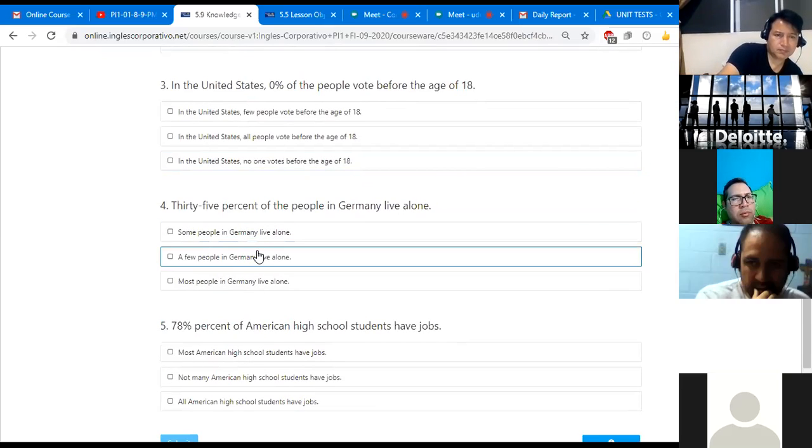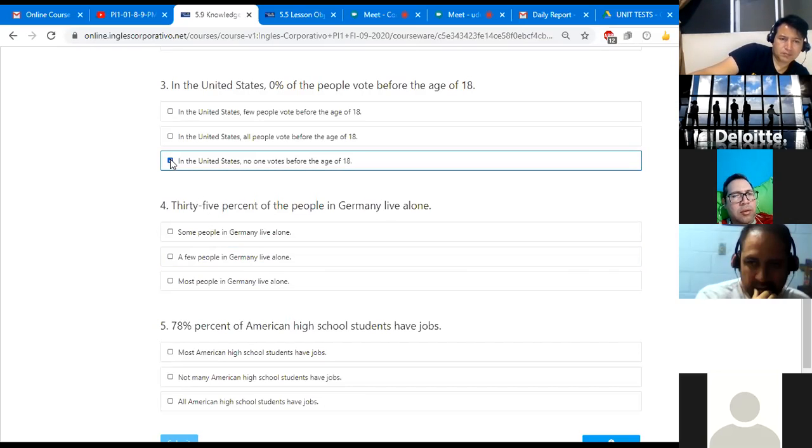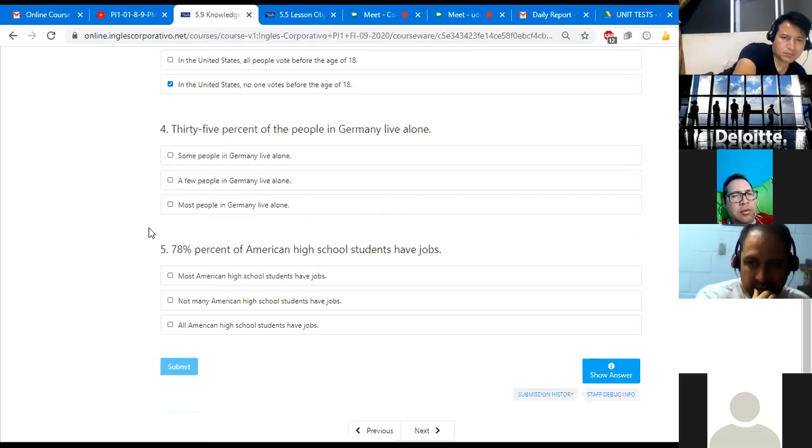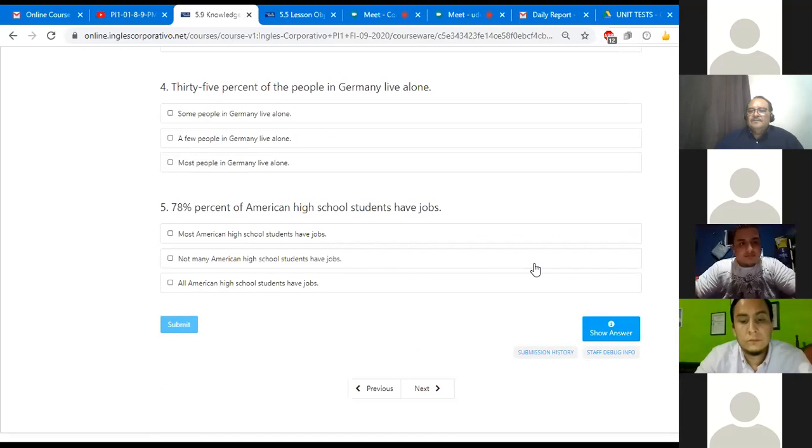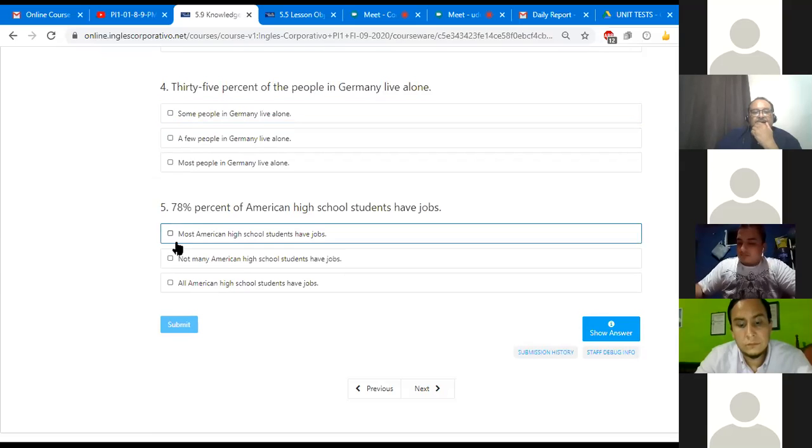In the United States, 0% of the people vote before the age of 18. In the United States, no one votes before the age of 18. Thank you very much. Good. Alejandro, number four. Thirty-five percent of the people in Germany live alone. The answer? Some people in Germany live alone. Most people in Germany live alone.